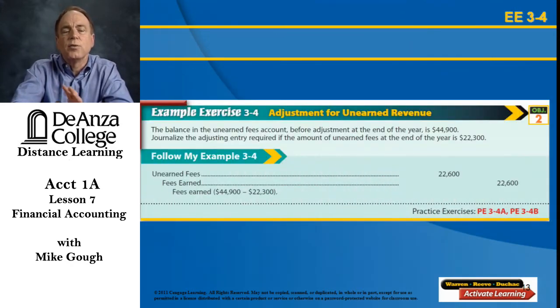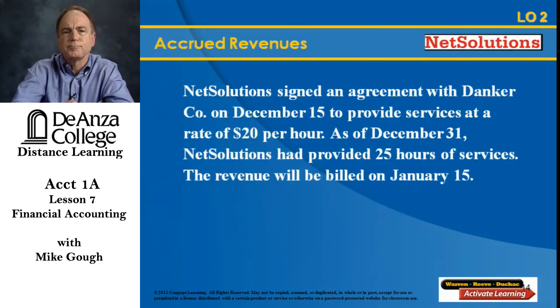So in this example, we say the balance in the unearned rent account before adjustment was $44,900. Journalize the adjusting entry if the unearned fees at the end of the year is $22,300. So we say $44,900 minus $22,300 means we debit unearned fees of $22,600 and credit fees earned $22,600.